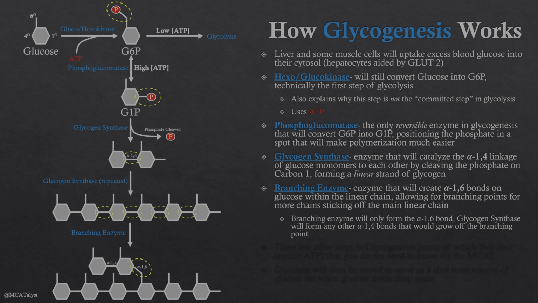Branching enzyme is going to form these little branching points, these little forks in the road. And once we've formed that fork in the road, we can actually send glycogen synthase back in to keep extending off of those new branch points. So really important to understand, branching enzyme is only making that first alpha 1,6 bond. Any other alpha 1,4 bonds after that are going to be done by glycogen synthase. There are going to be other steps in glycogenesis, some of which also require ATP. You just don't need to know them for the MCAT. Luckily, if you understand every step we've talked about so far, you understand glycogenesis.